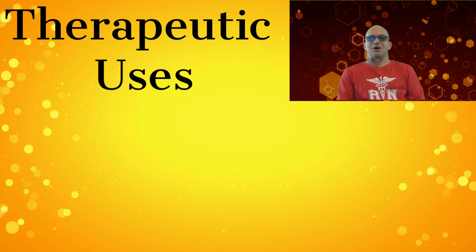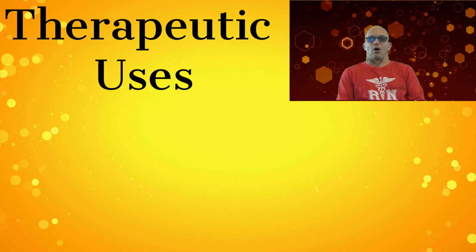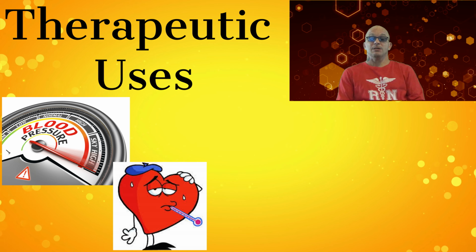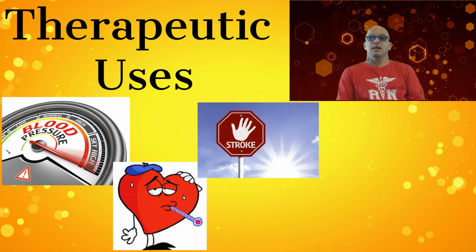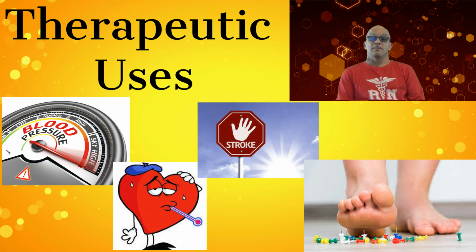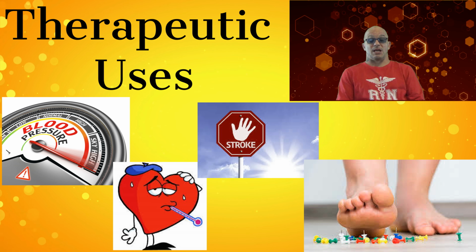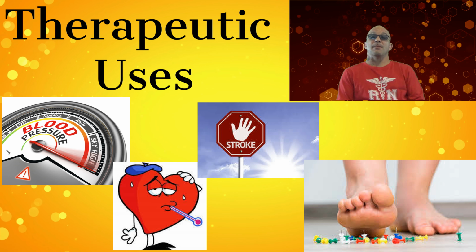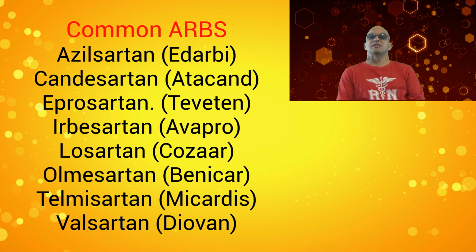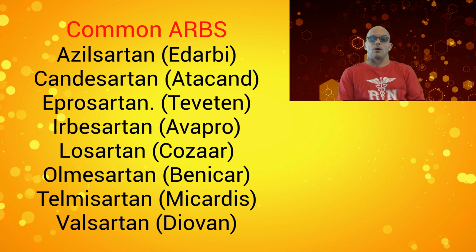Now, let's talk about the therapeutic uses for ARBs. ARBs can be used to treat hypertension, heart failure, and they can also be used for stroke prevention. They also can be given to delay the progression of diabetic neuropathy. Here is a list of some of the most common ARBs.